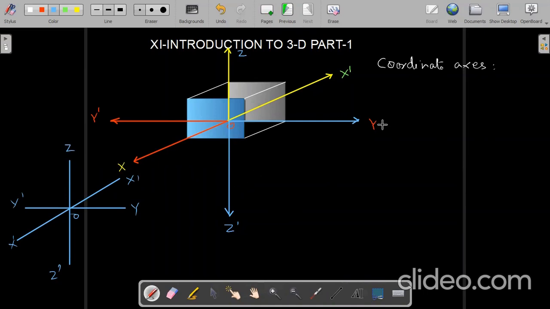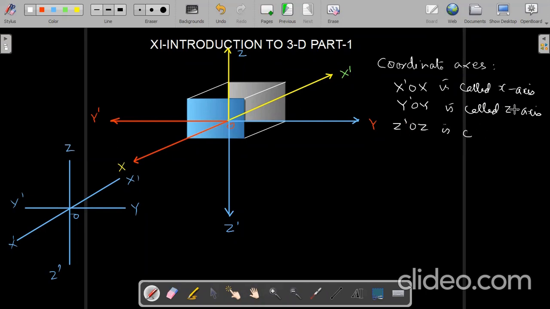As you know, this is very simple. X O, you can write X O dash, X dash O X is called x-axis, and Y dash O Y is called, sorry, y-axis. Y dash O Y is called y-axis, and Z dash O Z is called z-axis.